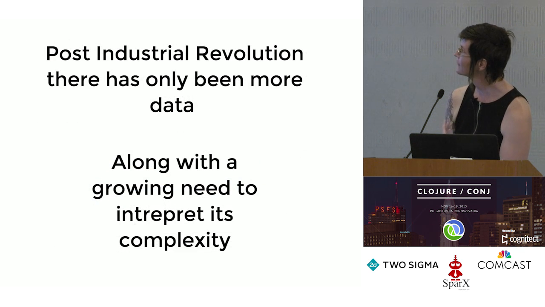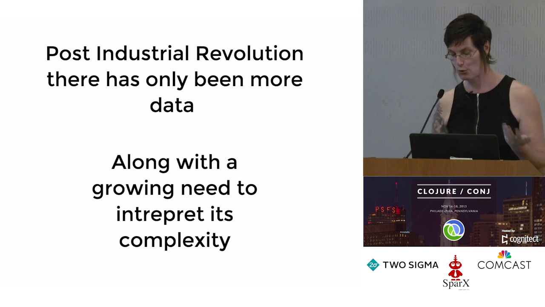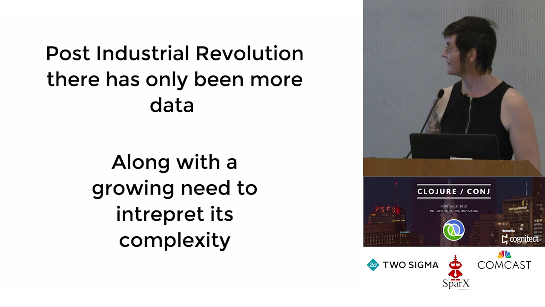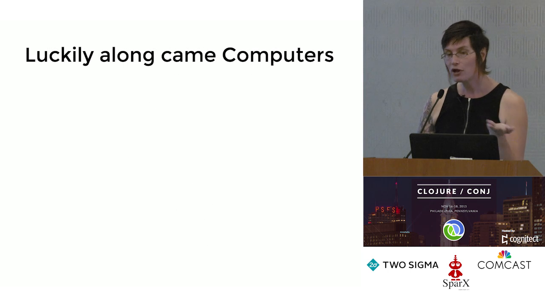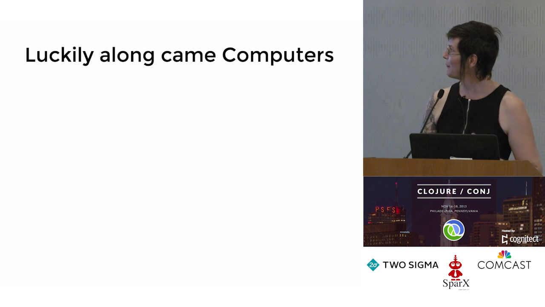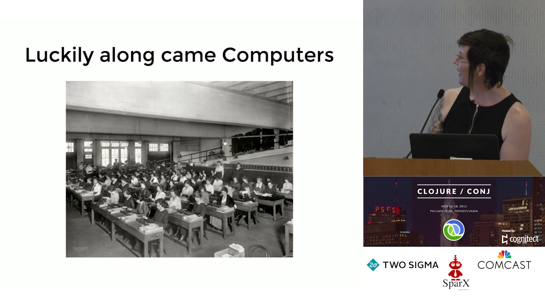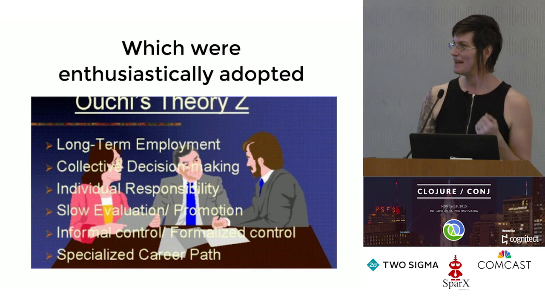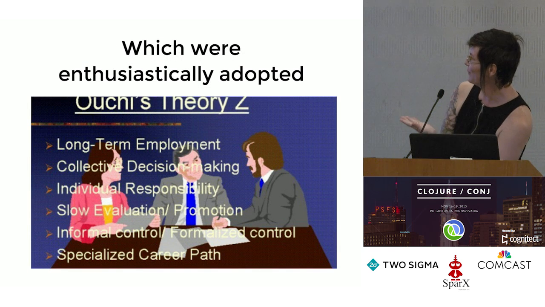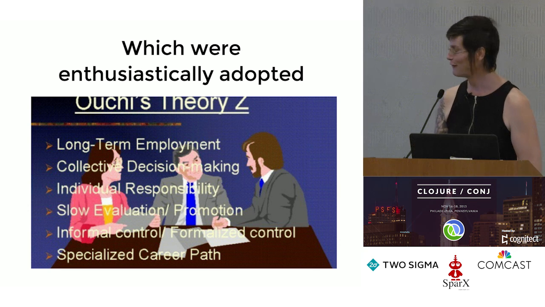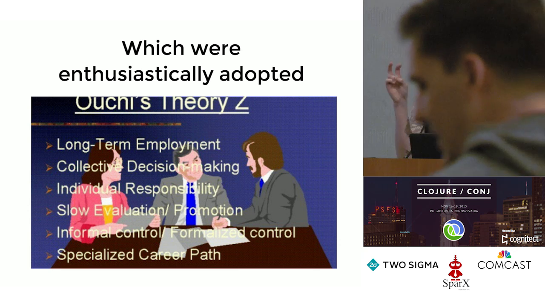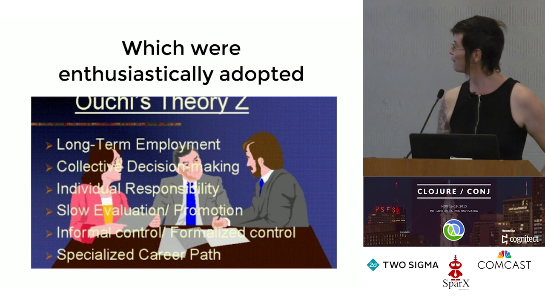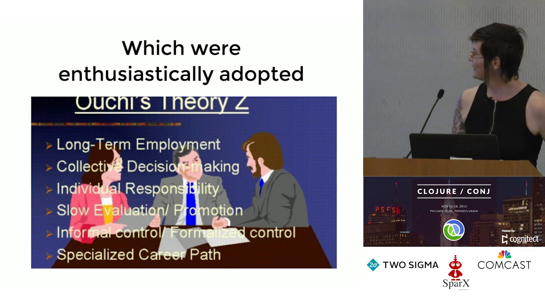So, post the Industrial Revolution, we pretty much have only gotten more and more data, and it pretty much looks like that's just going to be the way it is. And we need tools to interpret this complexity. So, luckily for us, computers came along, and they were very popular. But unfortunately, like the PowerPoint slide here that I think I got off of some random 10 worst PowerPoint slides website, it is really not very helpful.